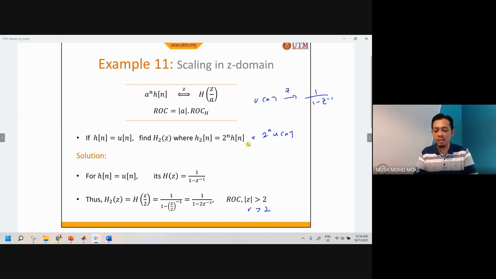But of course, this example is just to show the scaling property. When you solve this, you don't have to do this, because this is quite a long solution. We already know that 2 to the power of n u[n] is equal to 1 over 1 minus 2 z to the power of minus 1. So we can refer this to the table. And the ROC is |z| greater than 2, or in full, we should say this as the absolute value of z greater than 2, or radius greater than 2.